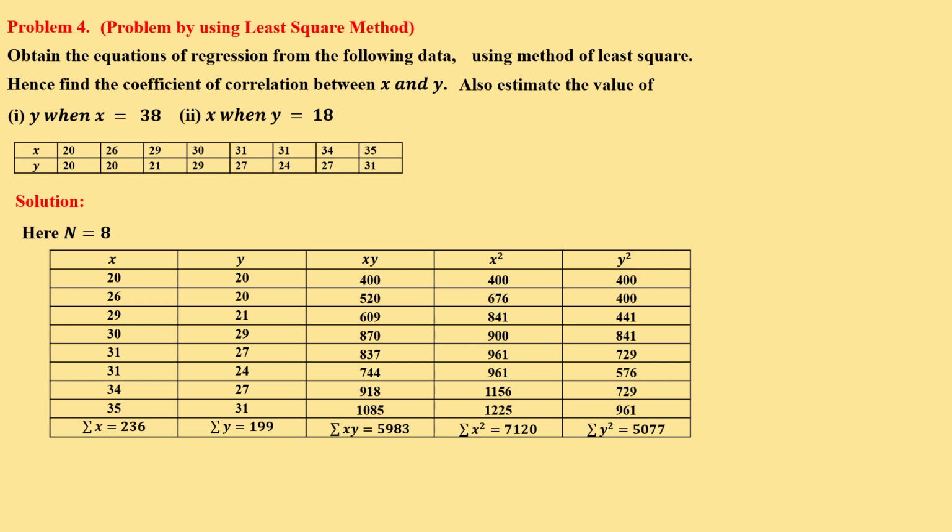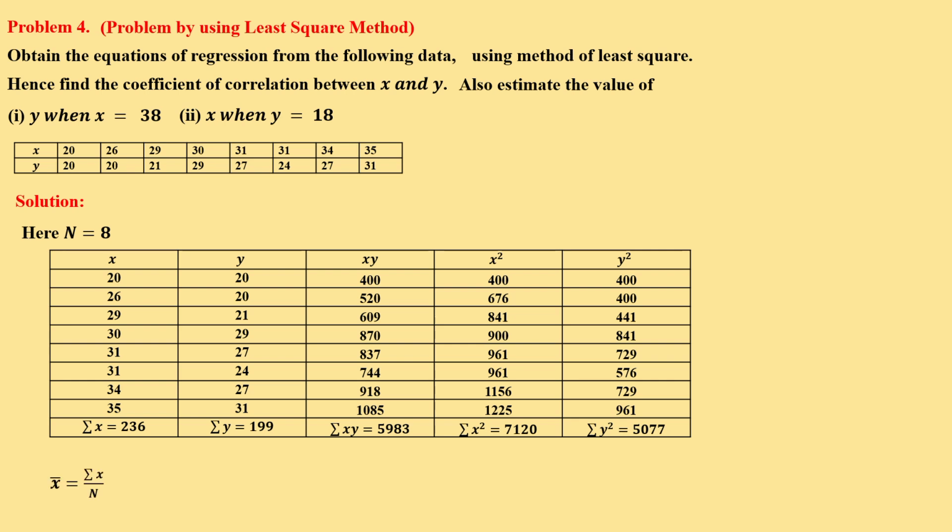Similarly, squaring the second column, that is y square. Squaring each number in the y column, 20 square, 20 square, 21 square, etc., you will get 400, 400, 441, etc. So summation y square is equal to 5077.